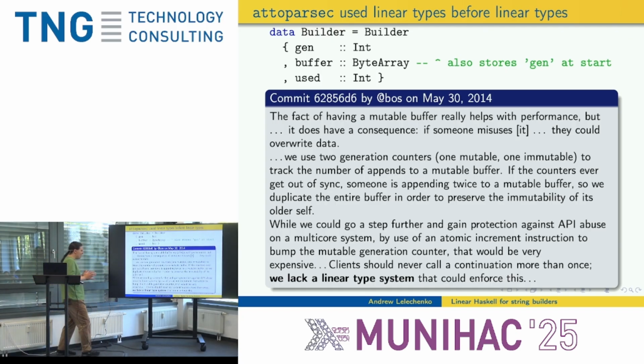Yes, we need a linear type system to enforce this. I was reading this comment a couple of years ago when I was upgrading Attoparsec to work with a new version of text, which I migrated from UTF-16 to UTF-8. And I read this comment and I thought, well, we do have linear types now, right? And with linear types, we probably do not need this generation counter. We do not need any atomic updates. And we probably do not need to do anything funny here.